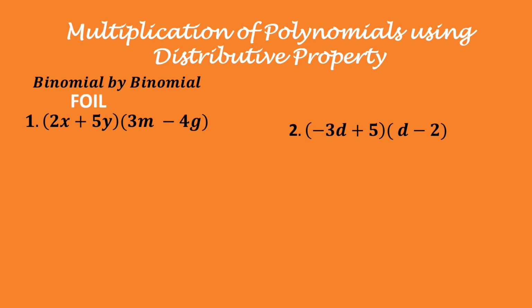So what was the FOIL method all about? Let us try this. Getting the product of 2x plus 5y times 3m minus 4g using the FOIL method. So far, we know that the F refers to the first terms. So our first terms will give you a product of 6xm.